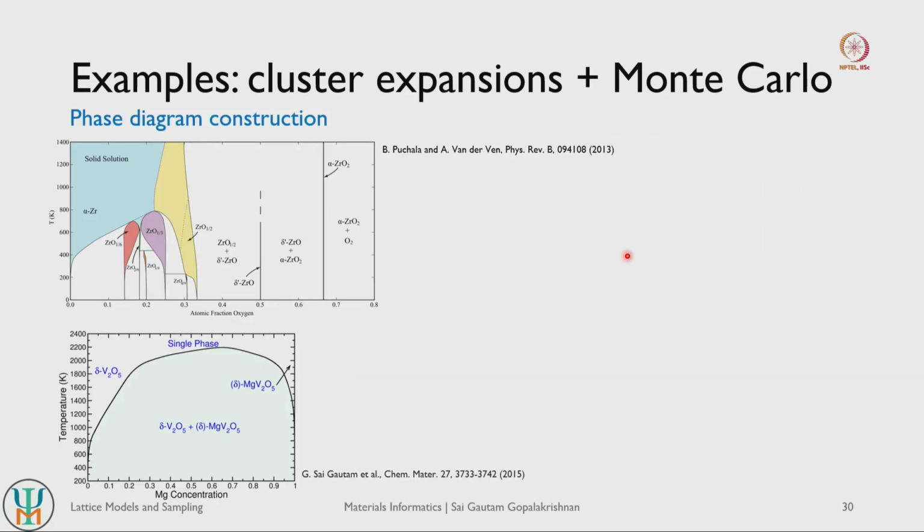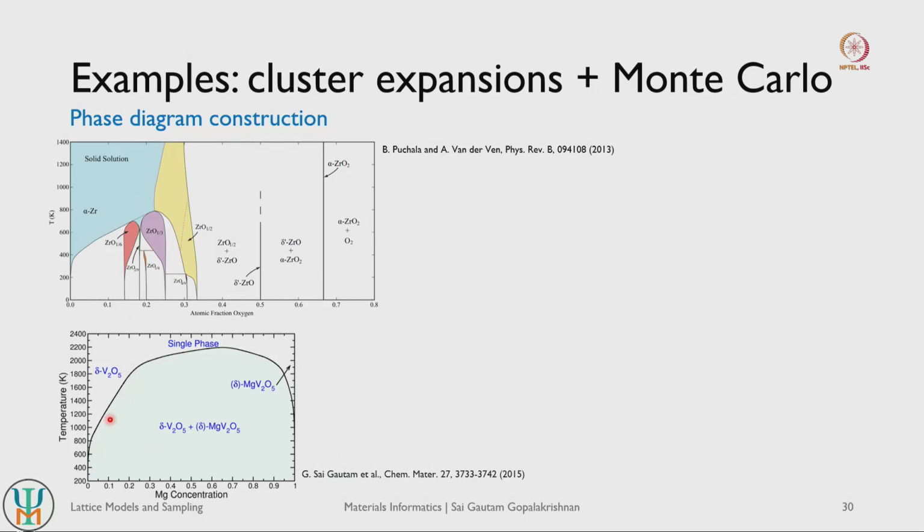There are also more modern examples of phase diagram construction in more complex systems. This is an example of a phase diagram in the zirconium oxygen system, or zirconia basically. It's a phase diagram as a function of oxygen content here, and you see that the phase behavior is fairly complicated. This is all generated based on cluster expansions and Monte Carlo.